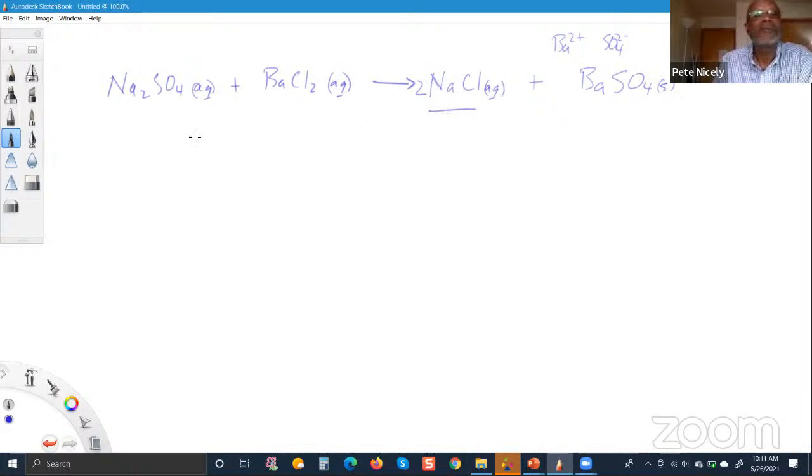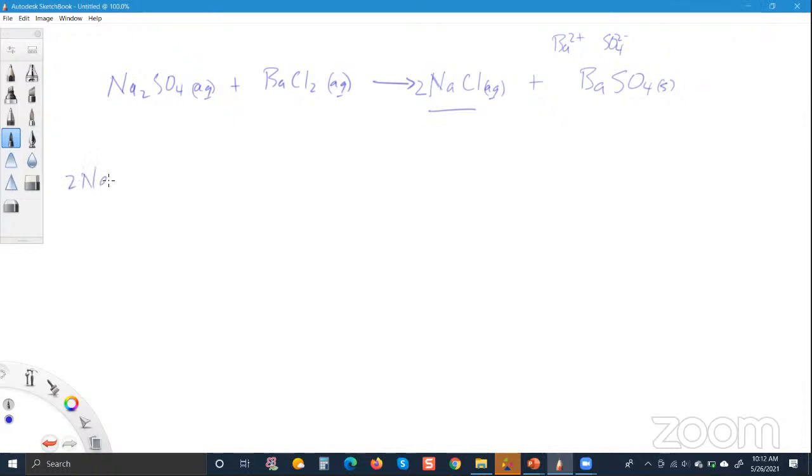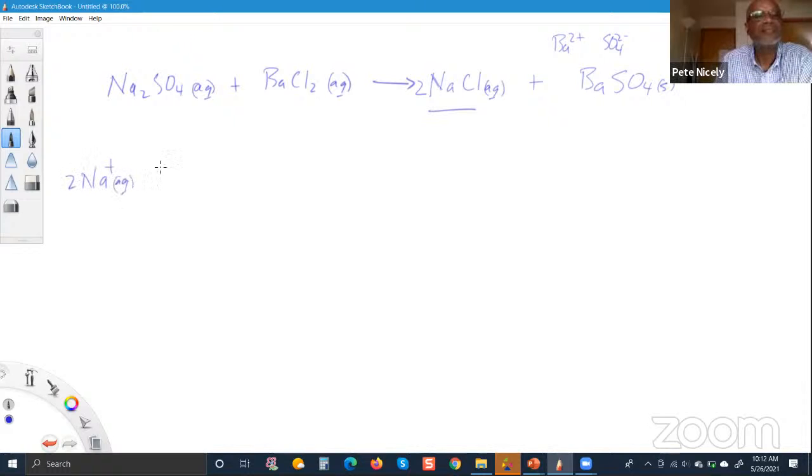Now, the next step is to get to the ionic equation. And if you remember, we said that any ionic compound which is in an aqueous solution will dissociate to form the ions, right? So in the case of sodium sulfate, this will dissociate to form 2Na+ aqueous plus SO4 2- aqueous. And then the barium chloride, which is also in an aqueous solution, would form Ba2+ aqueous plus 2Cl- aqueous.